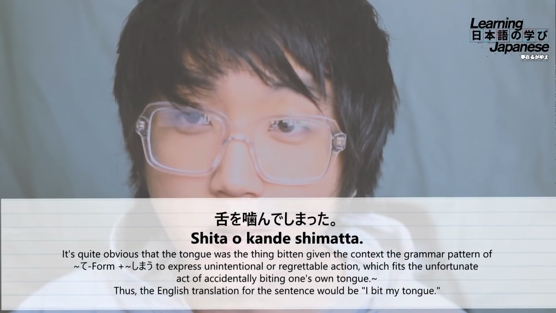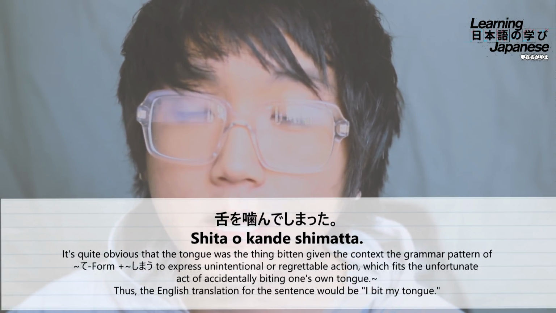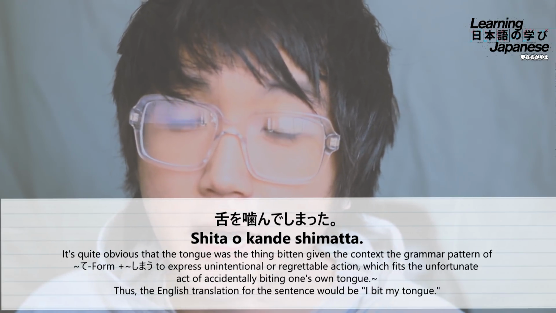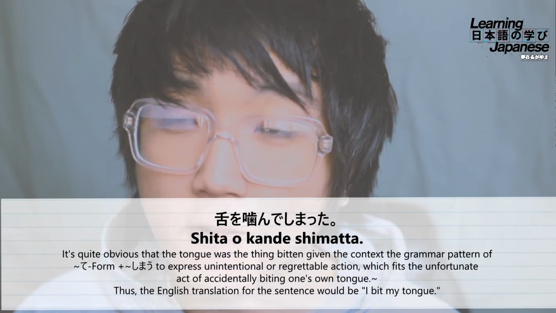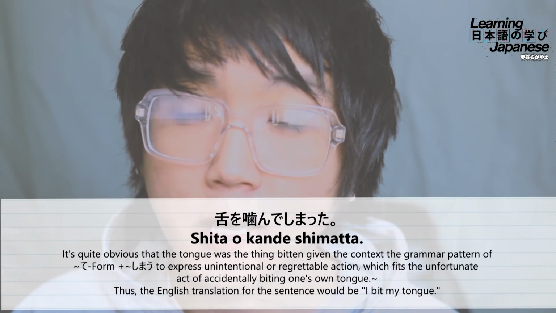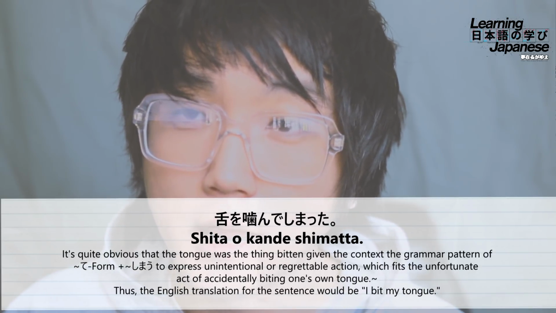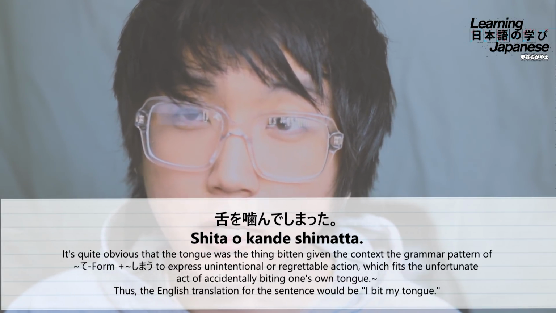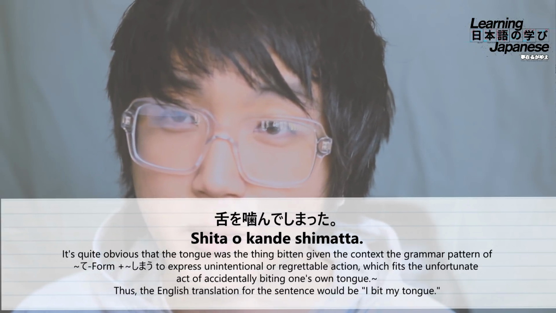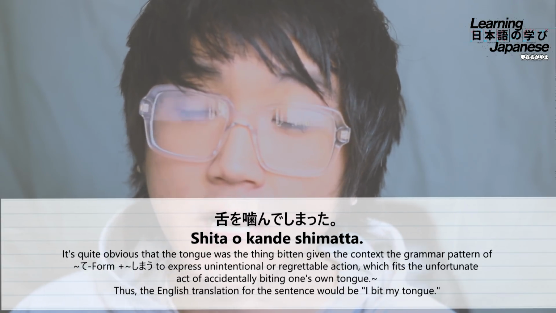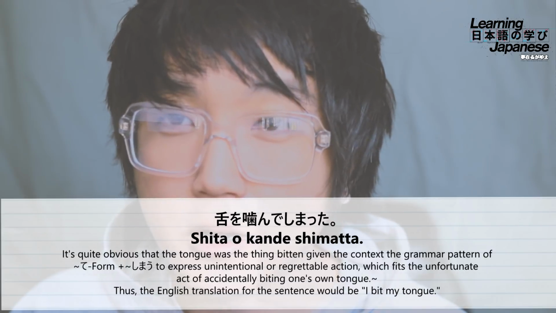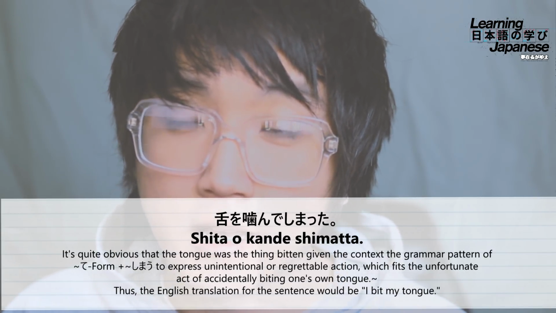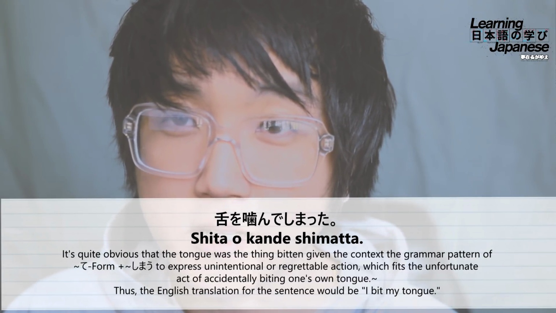So this is the first one. For our line, we have shita o kande shimatta. I'm not gonna tell you what it translates to just yet. I'll tell you the words that we're using. We have shita, which is gonna translate to tongue. We have the verb kamu, conjugated into the te form, plus the grammar pattern shimatta, which basically expresses that a verb is completed to finality and it's almost unintentional and kind of regretful. So yeah, te form plus shimatta. We performed the verb and it's kind of unintentional and regretful.